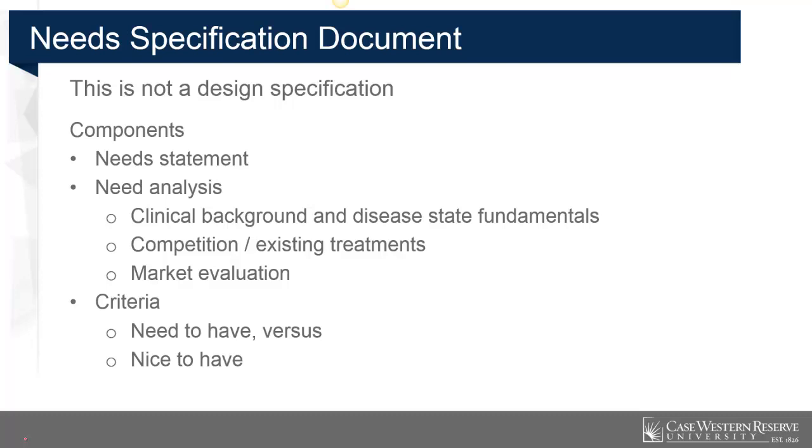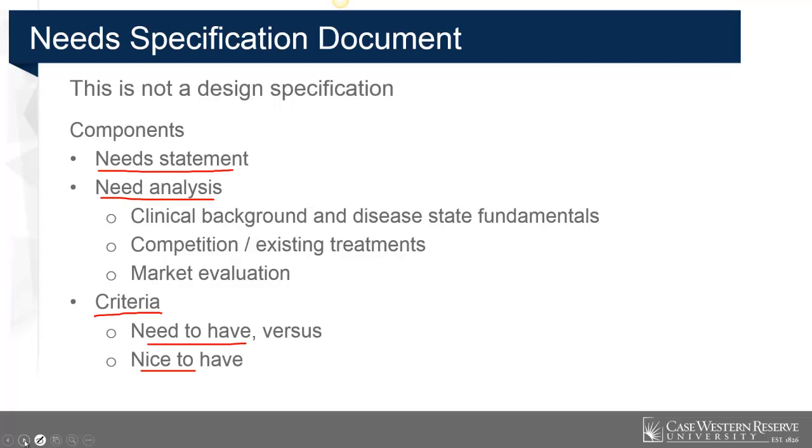The components of the specification document would be having a need statement, and we've talked about this before, and also the need analysis. We just went through that in an earlier segment in which we had to understand the clinical background, the disease state fundamentals, and again the existing treatments, and then do a market evaluation. Then emerged some criteria, versus a need to have versus a nice to have. So some of the features of the system, we start to have to differentiate between, again, this idea of need to have versus nice to have. So all of these together really form the specification document.